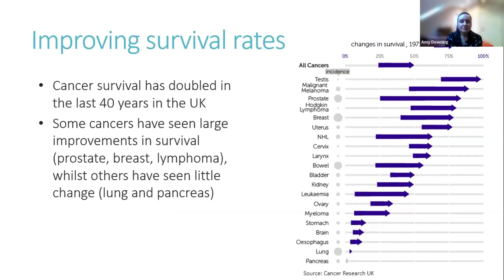In terms of survival, overall we've seen really good improvements. Survival has actually doubled in the last 40 years in the UK, but this hasn't been across the board for all types of cancer. The graph here shows the changes in survival over 40 years. For some, for example prostate, there have been huge increases in survival rates. Survival was down at 25% and is now much, much higher. But at the bottom of the graph, for example for lung cancer and pancreatic cancer, there has been very little change in survival rates in the 40 years. This is a real challenge for clinicians and researchers.